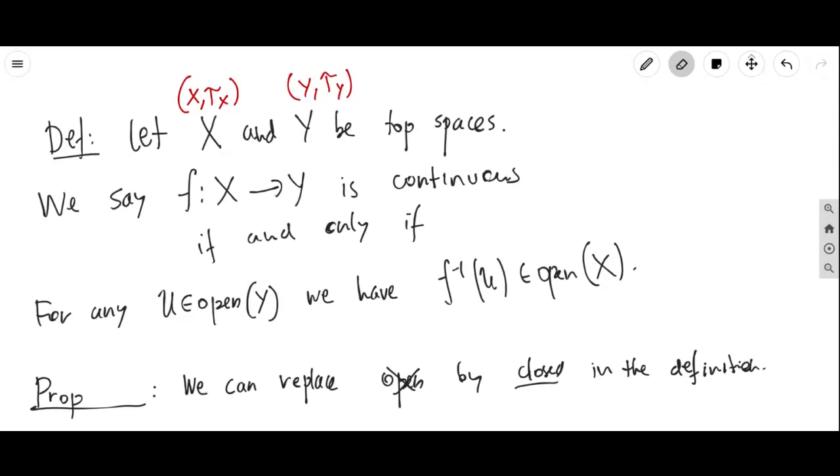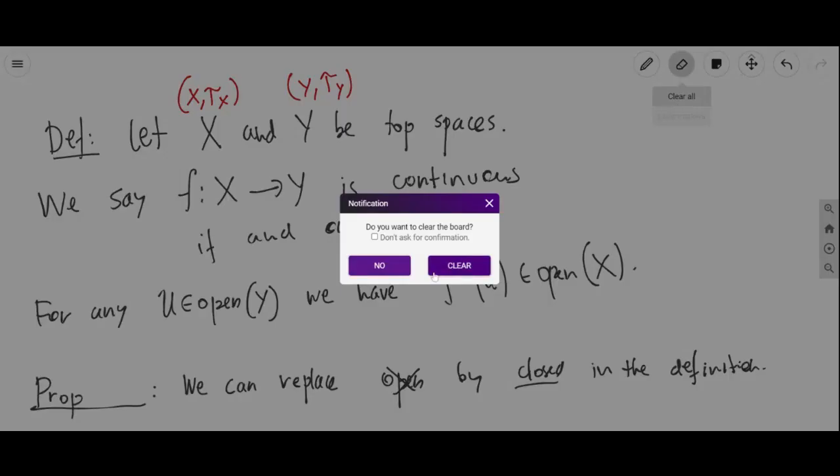So that's the definition. I want to give you a warning. So here's a warning.